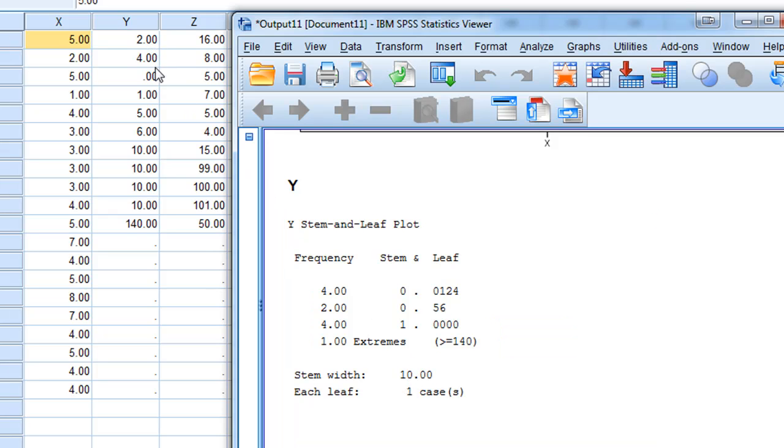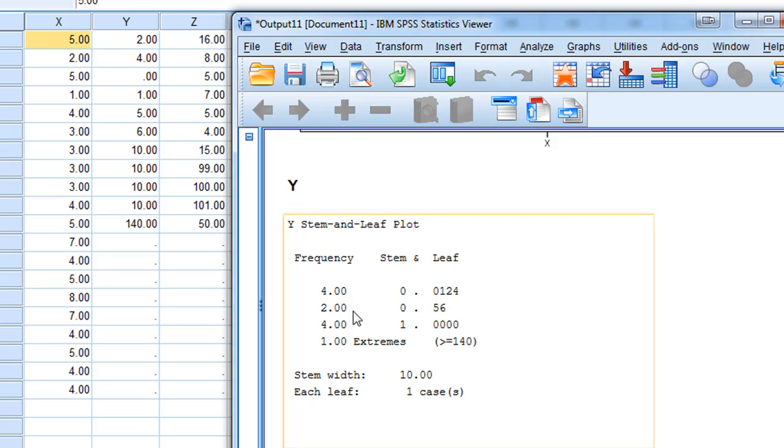I notice I have 2, 4, 0, 1, 5, 6, and then a whole bunch of 10s, and then 140. So what does this first line represent? Well, 0, 0, because the stem width is equal to the 10s, this means that I have a single 0 in the data. And indeed I do. There's my 0. The next one is 0, 1. This means that I have a single 1 in the data, and indeed I do. And so on for the rest of that line.